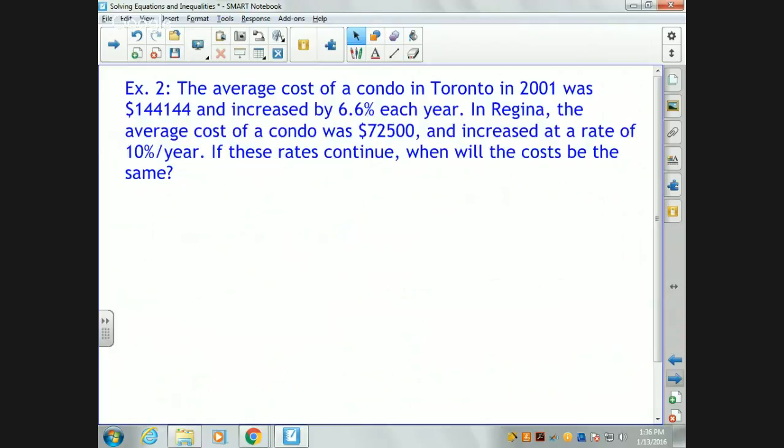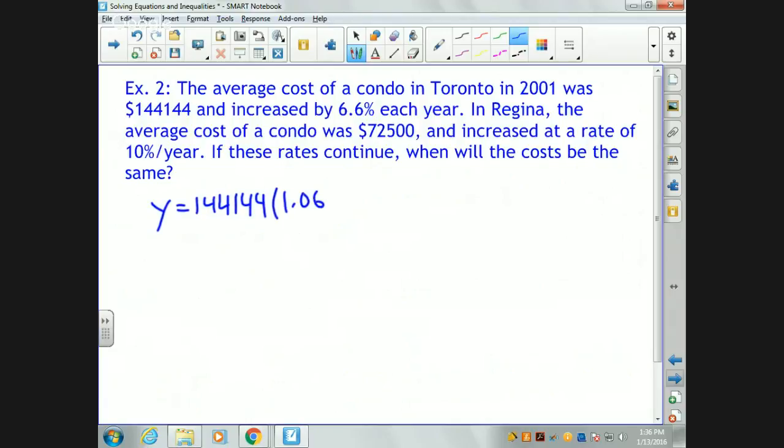All right, anybody get an equation yet? Jenna? Which gives you 144 times 1 plus 0.066. Yeah, you got it. It's an exponential function because it's growing by 6.6% every year. So in 1 year's time, the value is 6.6% higher. And then that whole amount gets 6.6% higher after that.